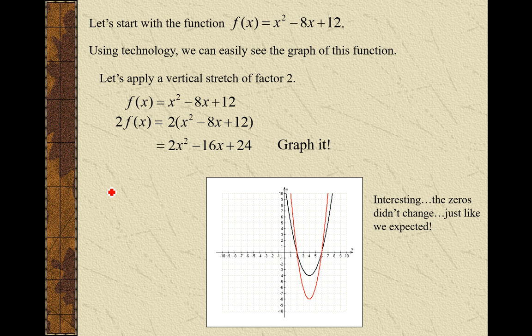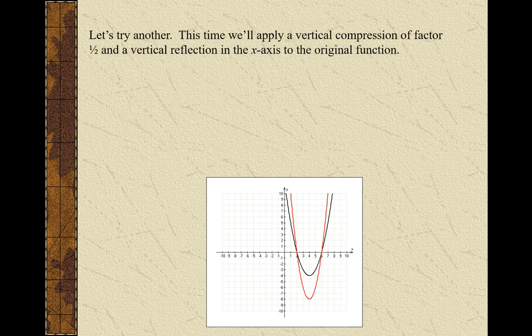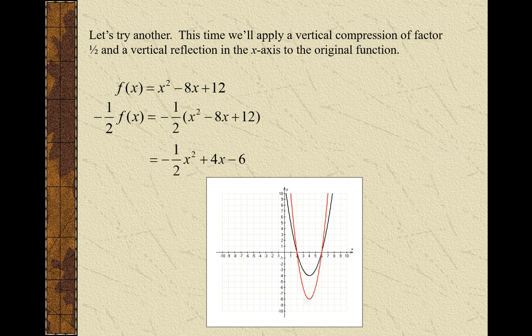Let's try another. This time we'll apply a vertical compression of a factor of 1/2 and a vertical reflection in the x-axis to the original function. We said all those things were allowed. So here it comes. I'm going to multiply the whole thing by -1/2 this time. So I'm doing the vertical reflection, but I'm also compressing instead of stretching. And when I multiply everything by -1/2, I get -1/2 times x squared, -1/2 times -8, which is +4, because half of 8 is 4. I know some fractions are hard, but half of 8 is not one of them. And half of 12 is 6, but it's switched to negative.